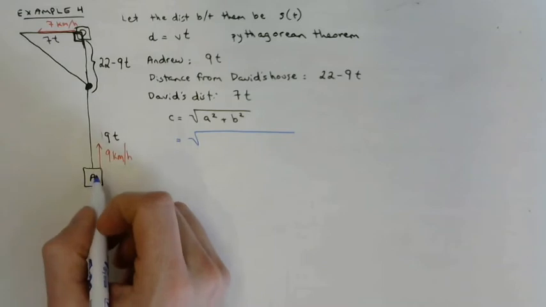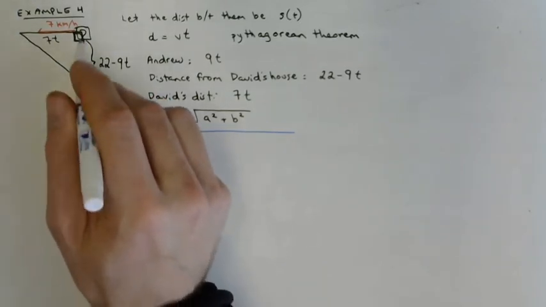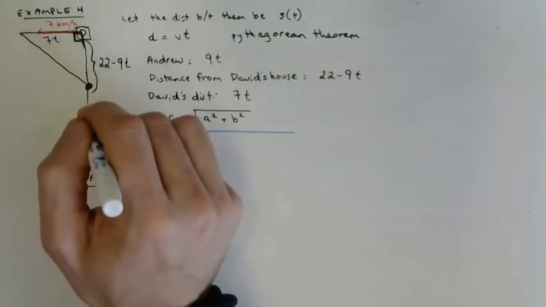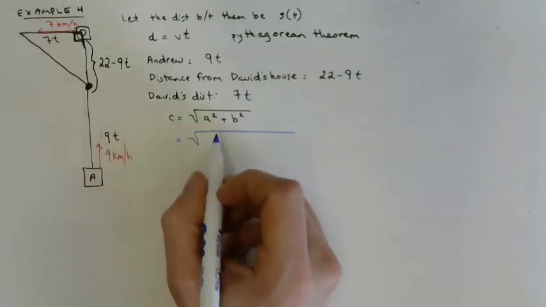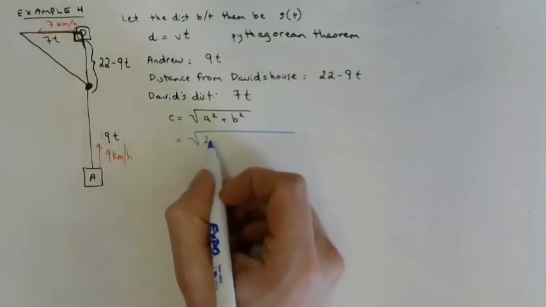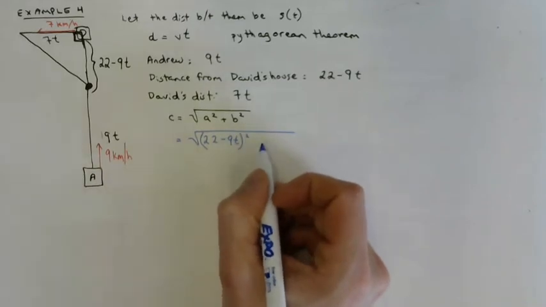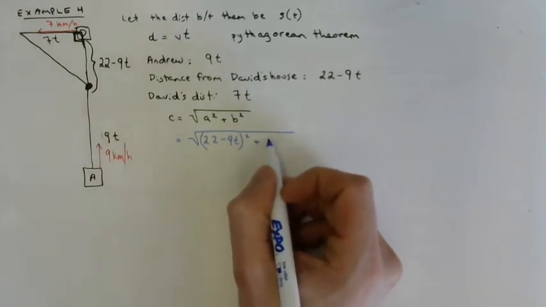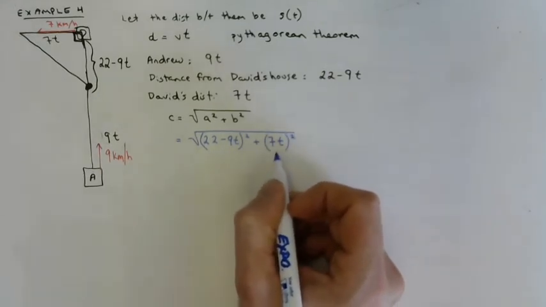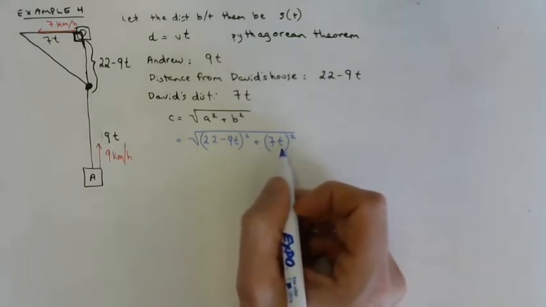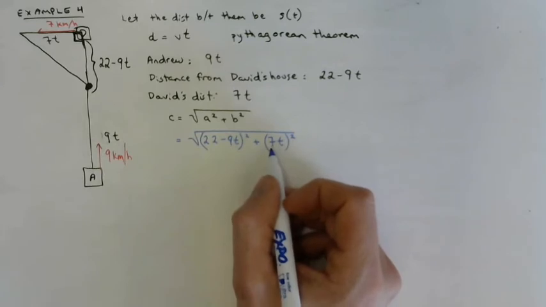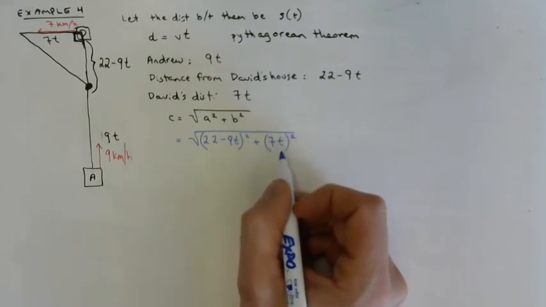So we're going to take the distance from David's house to Andrew. That's going to be our first leg. That's going to be a. So that's 22 in brackets minus 9t squared. And then our second leg is 7t, and that gets squared. I put the whole thing in brackets. You have to remember to square the numerical part and the variable part.